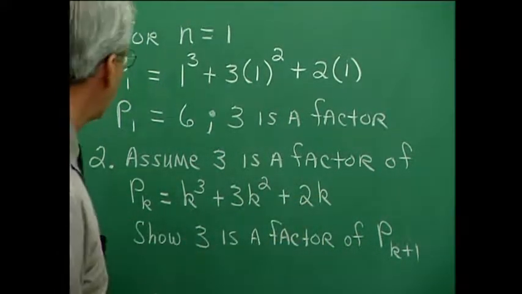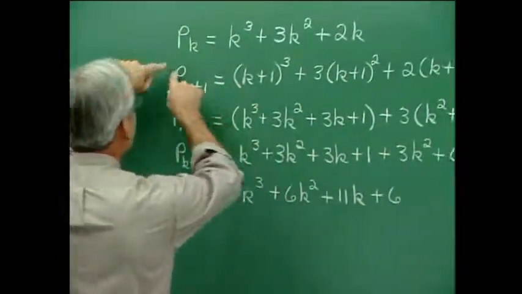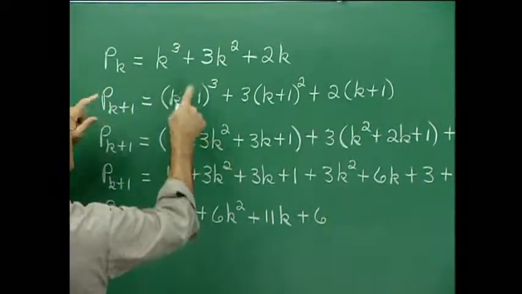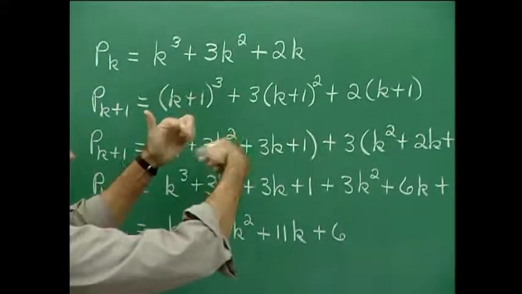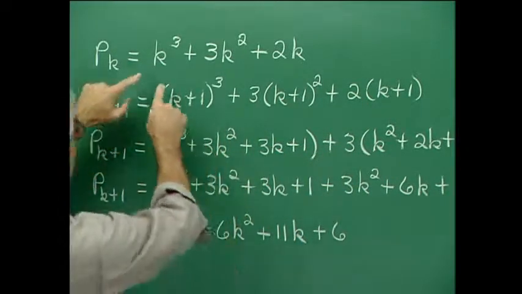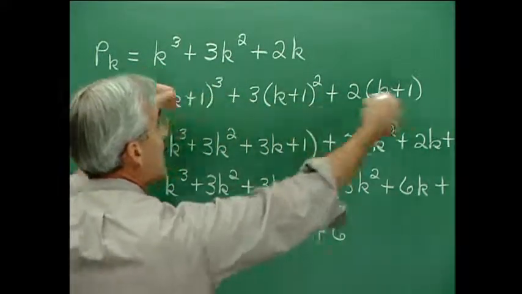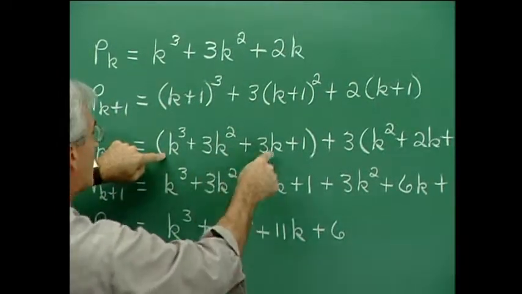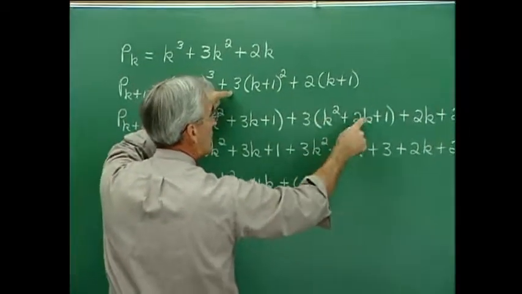We start by writing the p sub k item. And now, the p sub k plus 1 item is an item that comes from replacing these k's with k plus 1s. You see, and once we've expanded in that way, we need to show that 3 is a factor of that expression. Well, it gets a little thick with algebra here. K is replaced with k plus 1 here and here and here, and then we begin to expand. Well, cubing k plus 1, we get k cubed plus 3k squared plus 3k plus 1. And then squaring k plus 1, we get k squared plus 2k plus 1.